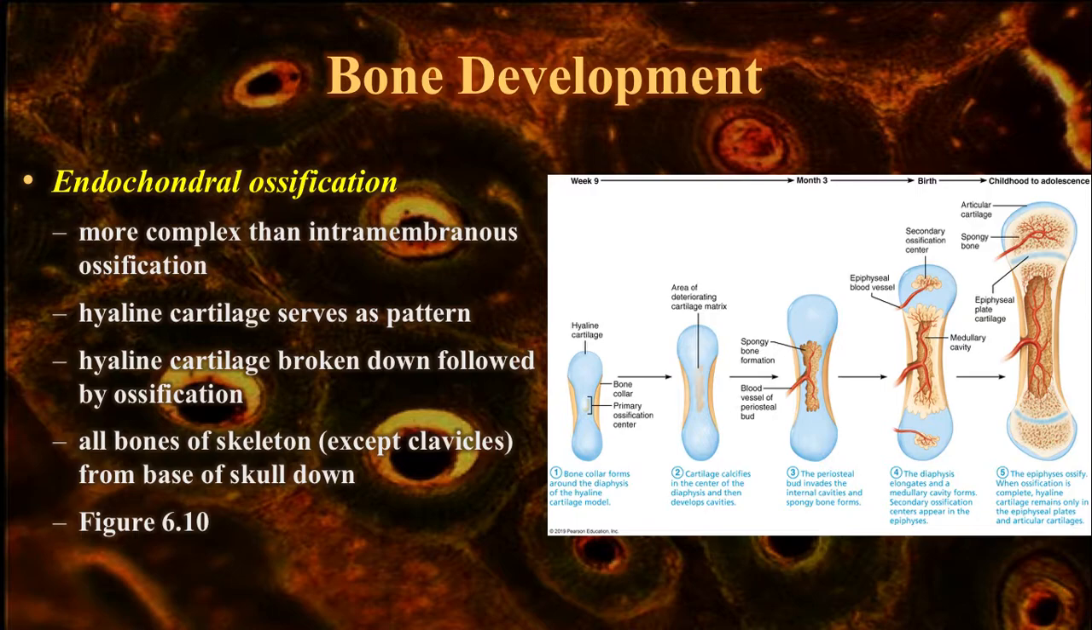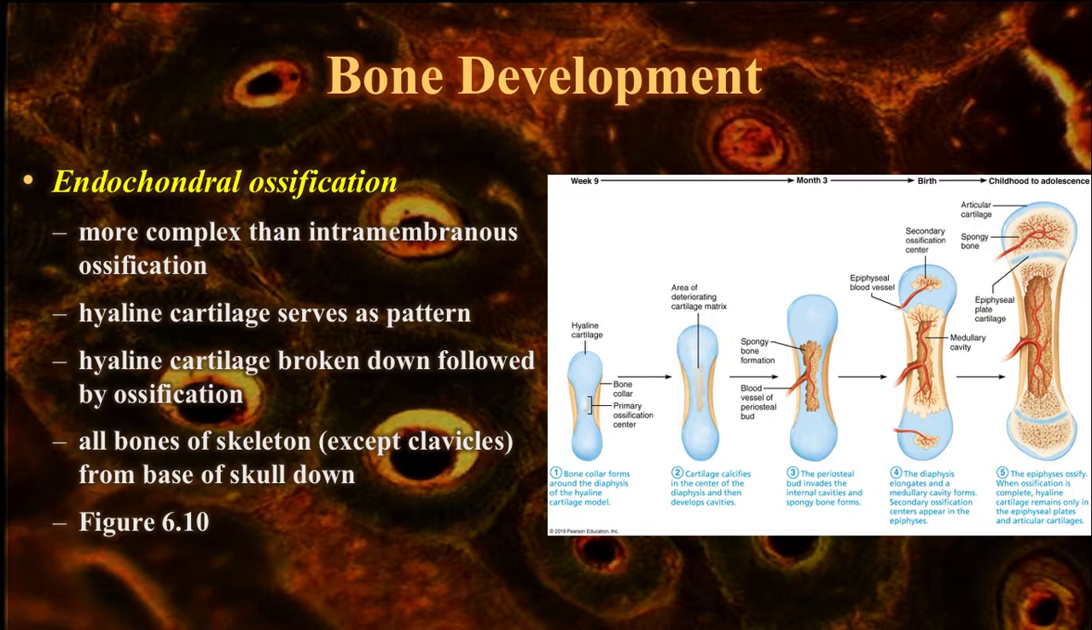Notice the timeline across the top too. During development, this starts about week 9. So after fertilization of the egg, 9 weeks later, we are starting to form bones. So this happens pretty early. Okay, 3 months, you've got the bone formed in the middle but no ends.